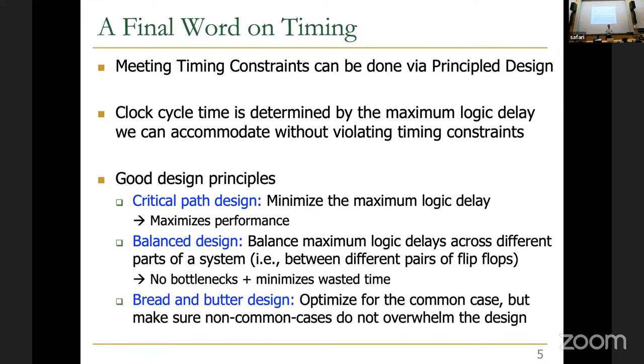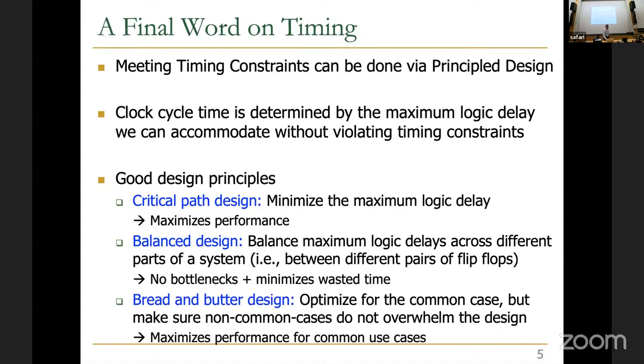And the third one is bread and butter design. This is an interesting name for common case design. Basically, optimize for the common case. Optimize for what matters. That's why it's called bread and butter, right? If you have a company, and you're designing some products that are making the most money, let's say, that's the bread and butter of the company. That's the common case of the company. That's what you should really shoot for. Basically, optimize for the common case, but make sure that non-common cases do not overwhelm the design when they occur. This maximizes the performance for common use cases.